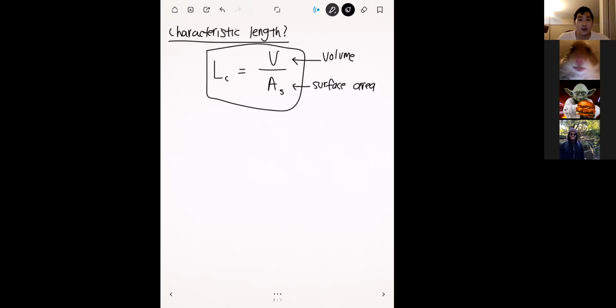Okay. And so if you take this ratio of volume to surface area, then this gives you a length that you can plug into the Biot number. And so if you're ever in doubt of a certain object, what do you plug in for a characteristic length? Just take the ratio of its volume and surface area, and that works just fine.